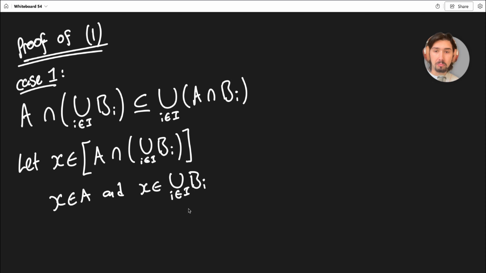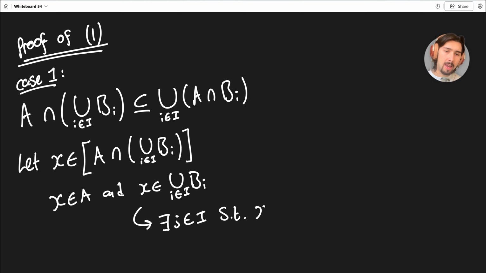Okay, what does that mean? If x is in A, you can't really say much, it's just in A. If x is in the union, then this implies that there exists some, maybe we could say j, in the set I, such that x is in B_j. Because if it's in the union, it's got to be in at least one of those sets.